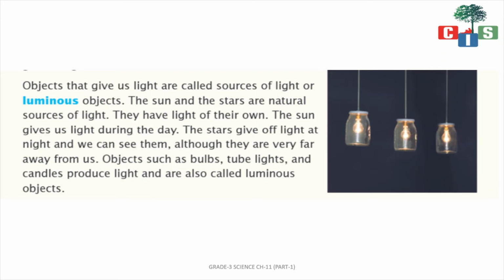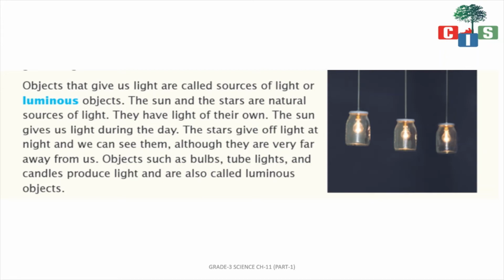The sun and the stars are natural sources of light. We all know that a star is a form of sun. They have light of their own. Did I say that a star is a sun? No, a star is not the sun. The sun is a type of star. So the sun and the stars are the natural sources of light.